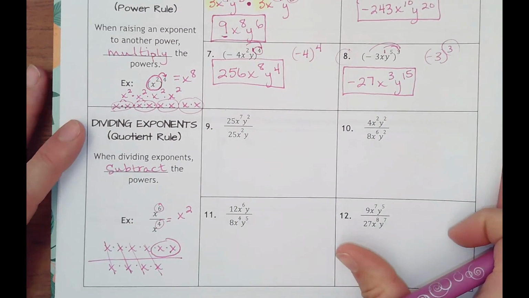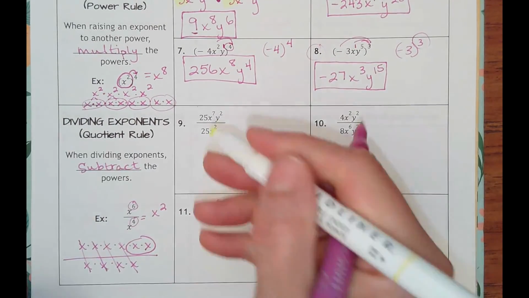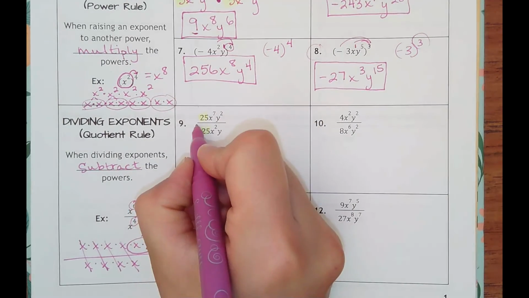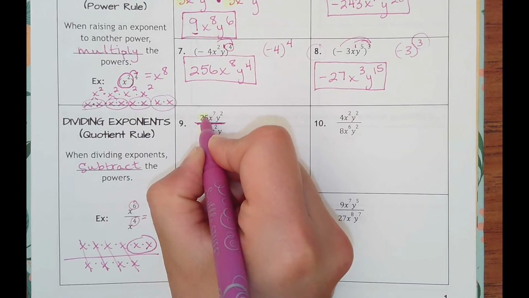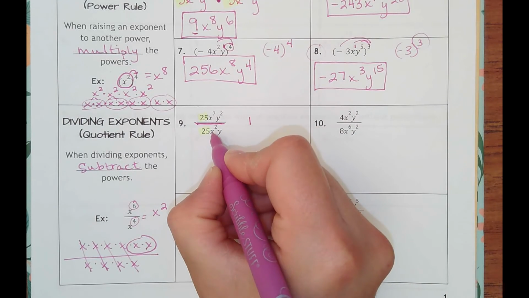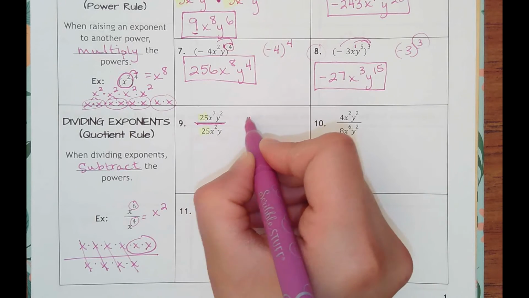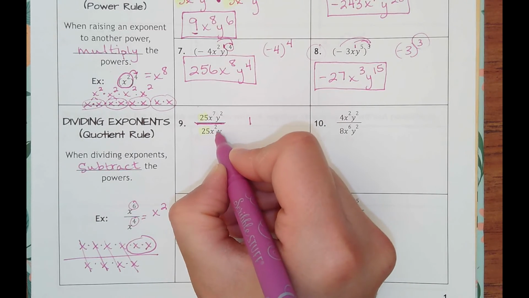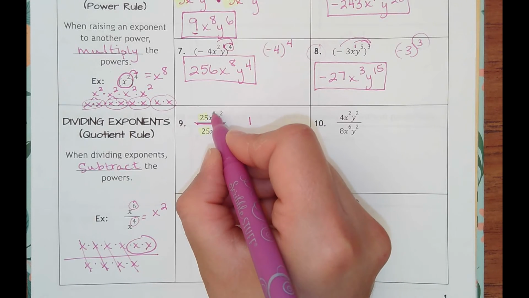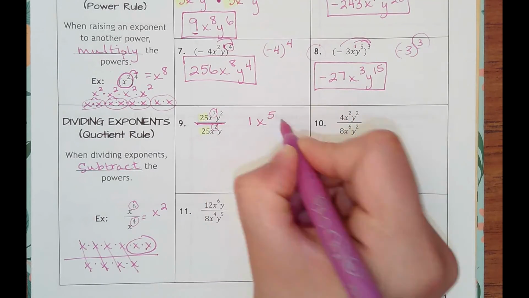Okay, so number 9, you want to divide your coefficients first, which are these numbers in front. So you do 25 divided by 25, this is division, 25 divided by 25 is 1. Okay, x to the 7th over x squared. So think about x written out times itself 7 times over x times itself 2 times. Cancel out all the pairs, but you could only cancel 2. There'd be 5 left, or 7 minus 2 would be x to the 5th.